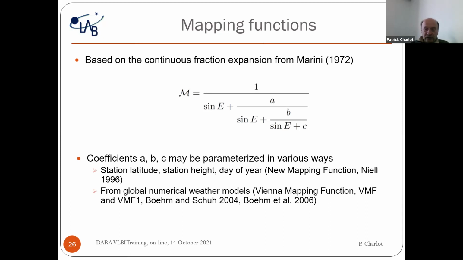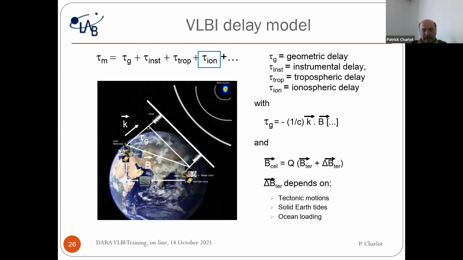So you have different mapping functions, and over the years you get different things. What we usually use now is a mapping function built by the Vienna group. That's why it's called VMF, Vienna mapping function. So if you hear this, it comes from Vienna. There are also several versions which become more and more complex.